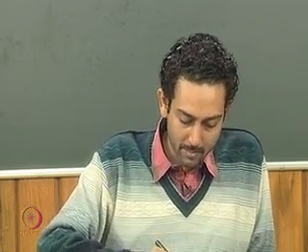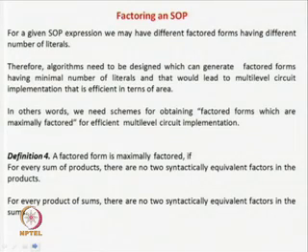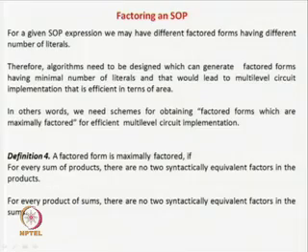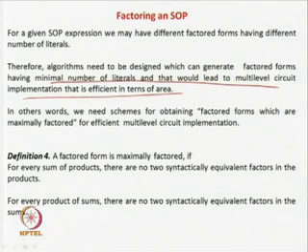But you have to keep in mind that, just like a simple SOP or product of sums 2-level implementation or minimization, where the same function can have different 2-level implementations, similarly for multi-level implementation there can be different factored forms leading to different implementations of the same function. Therefore, we require algorithms that can generate factored forms having a minimal number of literals, leading to minimal multi-level implementation that is efficient in terms of area. In other words, we need schemes for maximally factored forms for efficient multi-level circuit implementation.